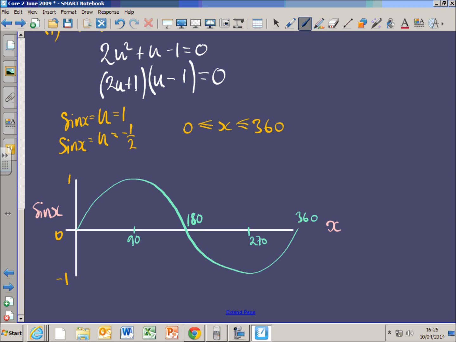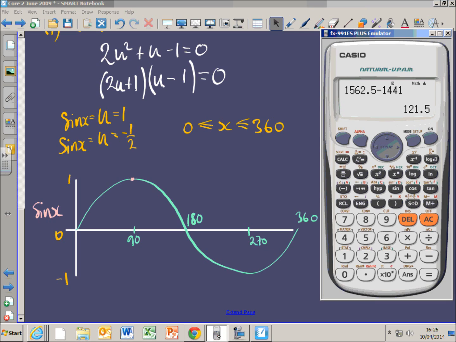Okay, so what I can do is have a look where sine x equals 1. Sine x equals 1 there, and it doesn't equal 1 anywhere else. So it equals 1 when x is 90. So the first solution I've got is x equals 90. And I'm also looking for when sine x equals -1/2.